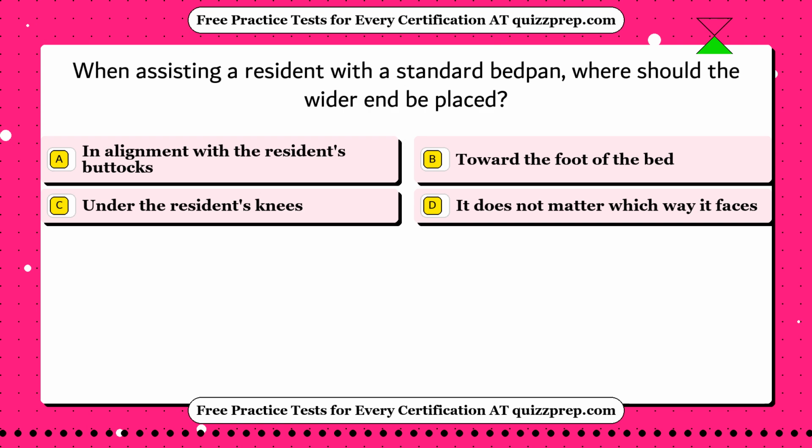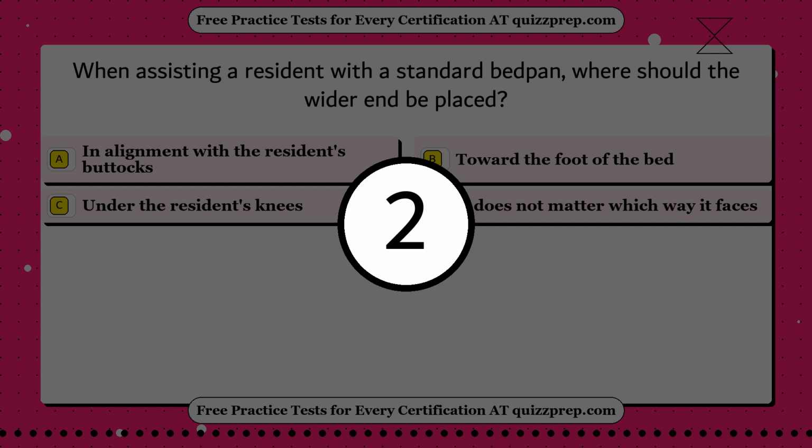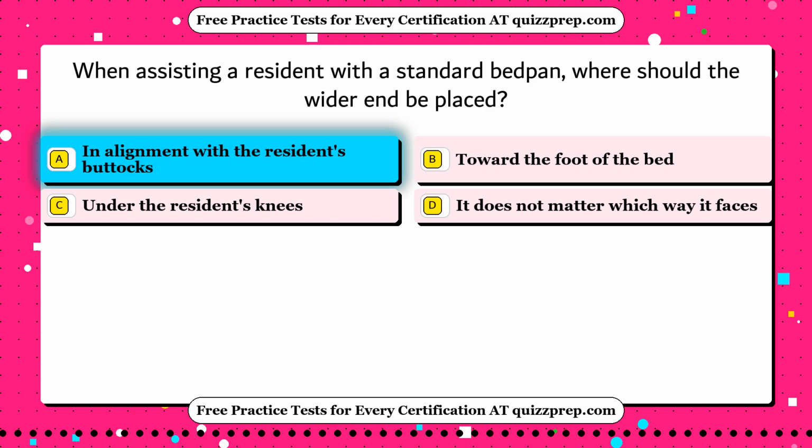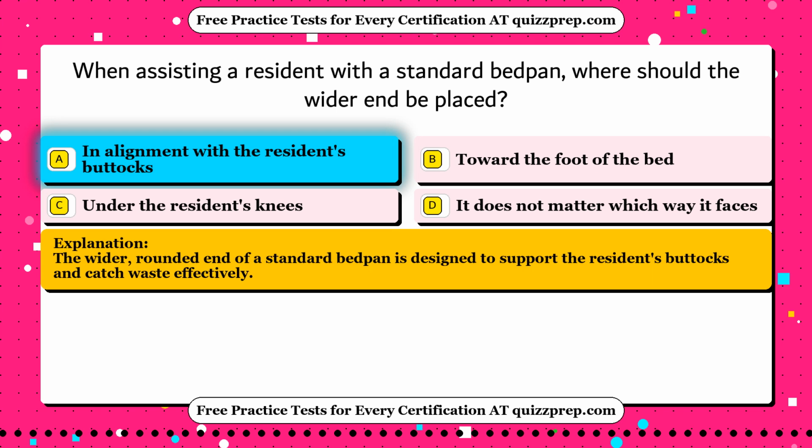Question 67. When assisting a resident with a standard bedpan, where should the wider end be placed? Option A, in alignment with the resident's buttocks. Option B, toward the foot of the bed. Option C, under the resident's knees. Option D, it does not matter which way it faces. The correct answer is option A, in alignment with the resident's buttocks. The wider, rounded end of a standard bedpan is designed to support the resident's buttocks and catch waste effectively.